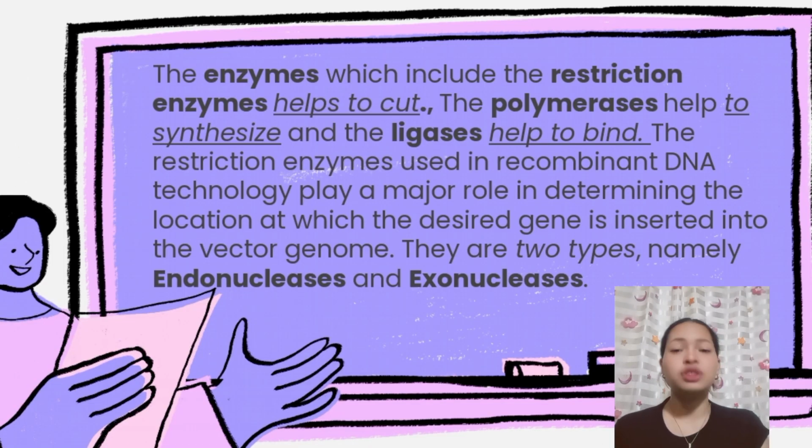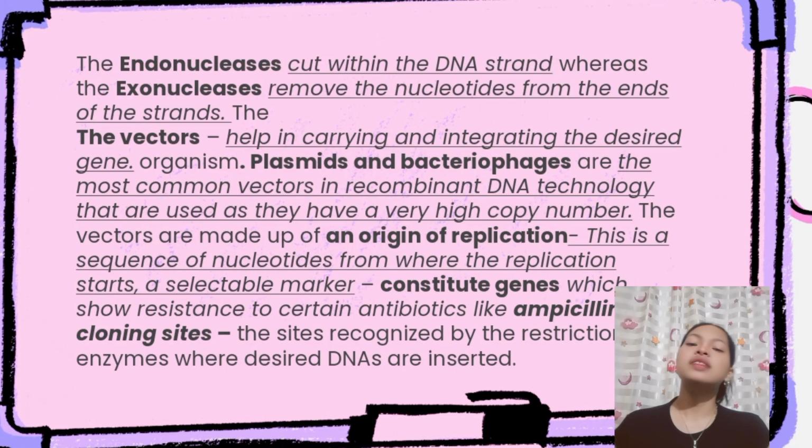The enzymes, which include the restriction enzymes, help to cut. The polymerases help to synthesize, and the ligases help to bind. The restriction enzymes used in recombinant DNA technology play a major role in determining the location at which the desired gene is inserted into the vector genome. They are of two types, namely endonucleases and exonucleases.